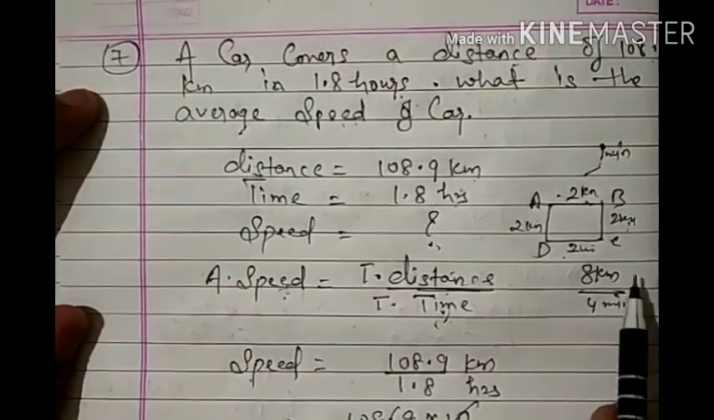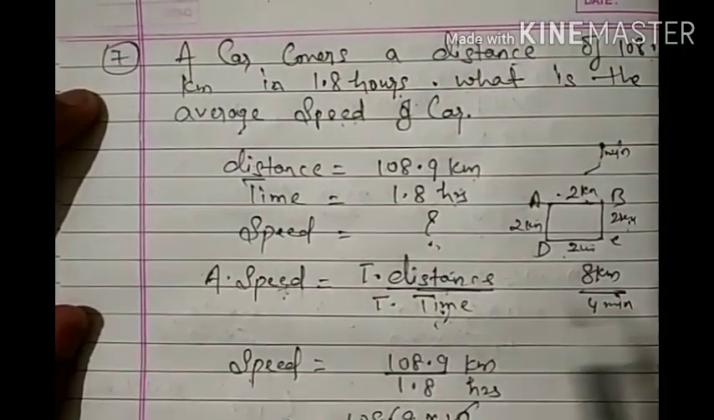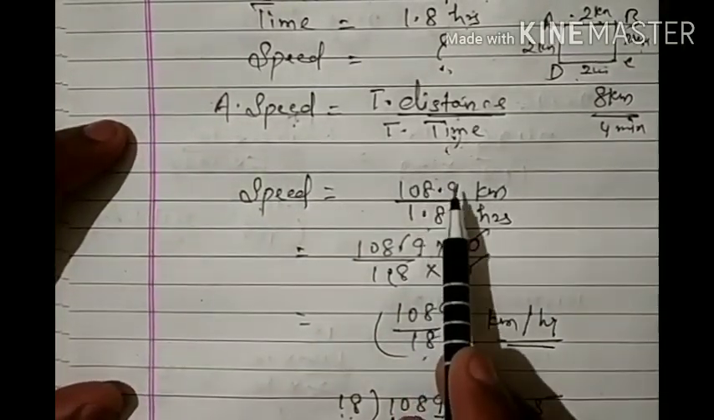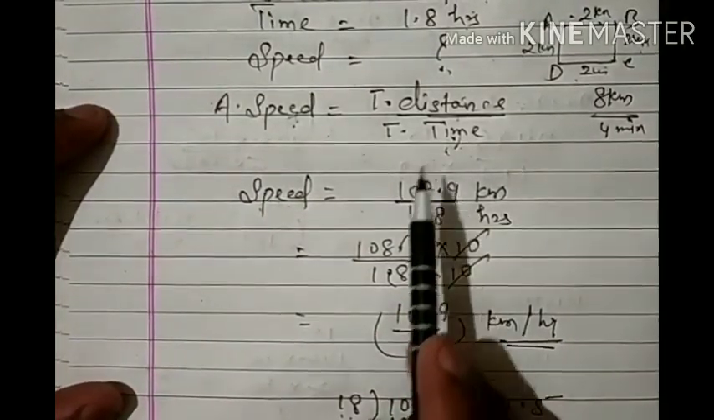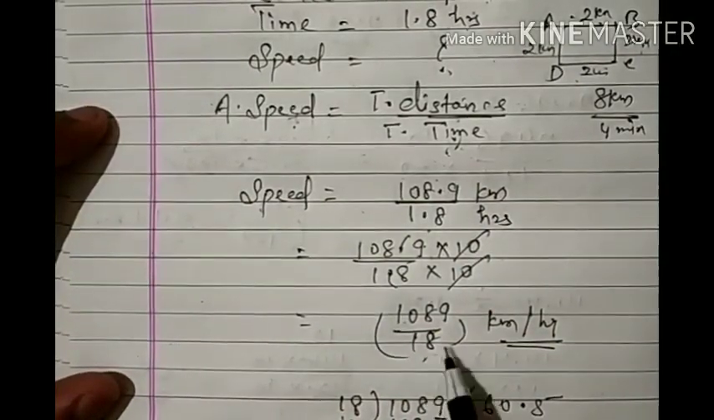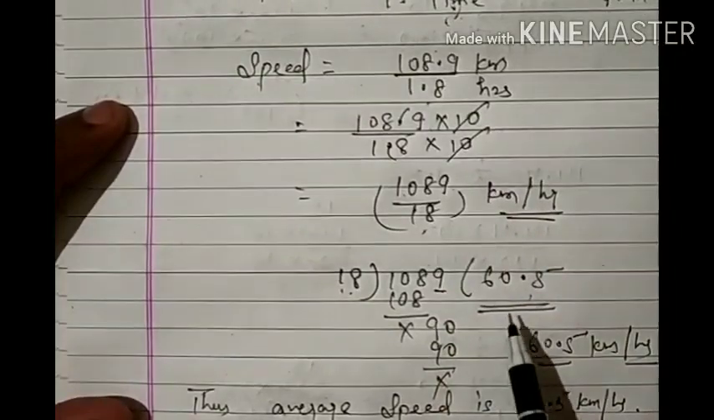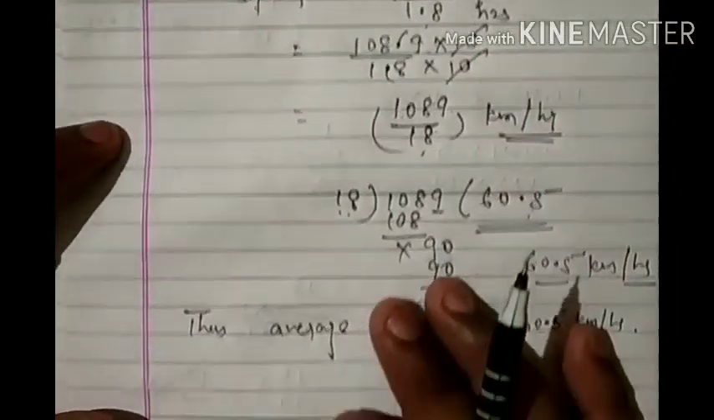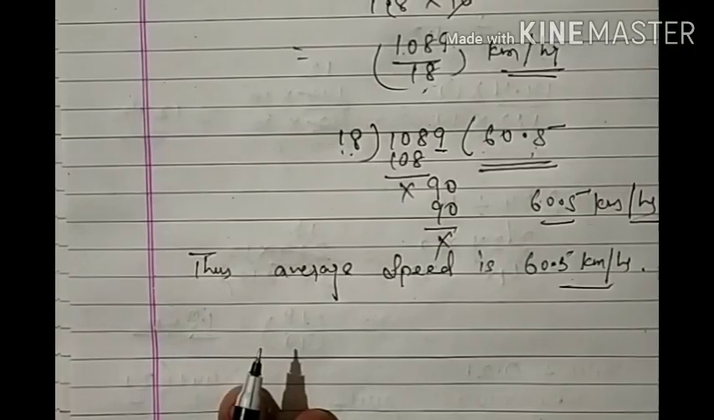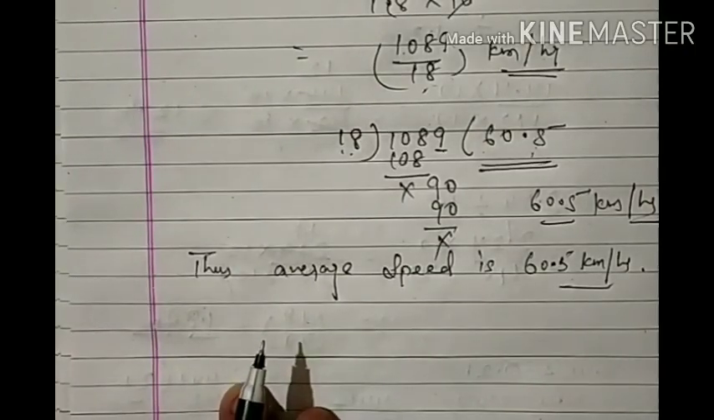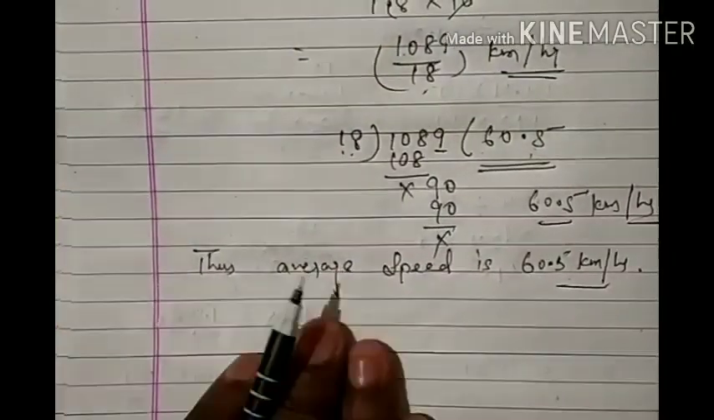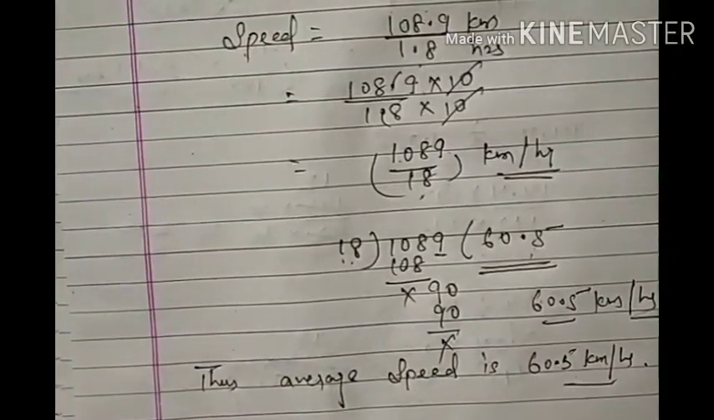So this is the way of calculating average speed. But here, since we have only one distance and one time, we will write speed is equal to distance by time. Speed equal to 108.9 and time is equal to 1.8 hours. We will divide, we get 1089 by 80, and further on dividing we get 60.5 km per hour. Thus average speed is 60.5 km per hour. I hope it is clear to everyone. Watch it once again.